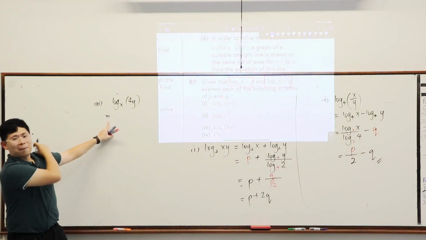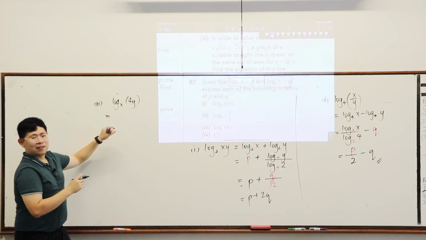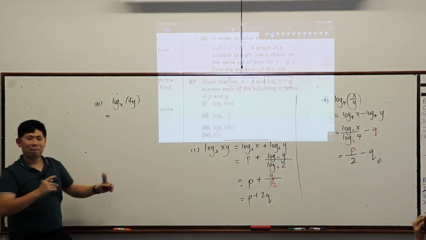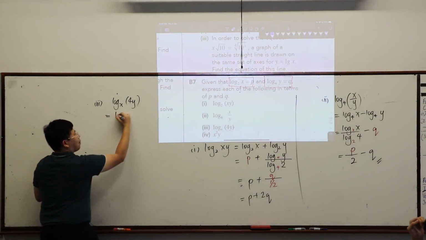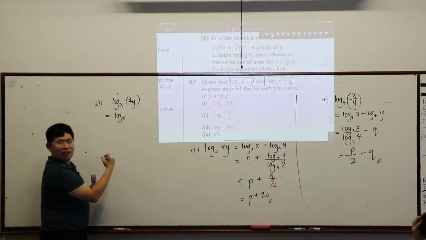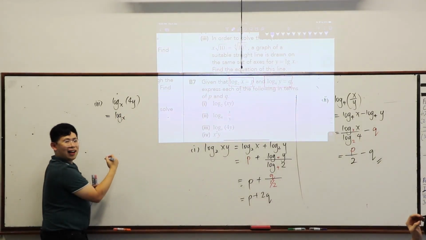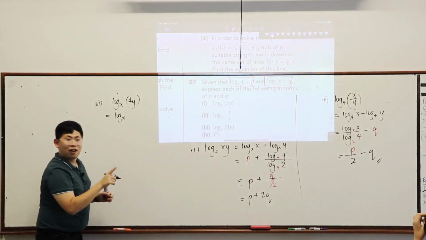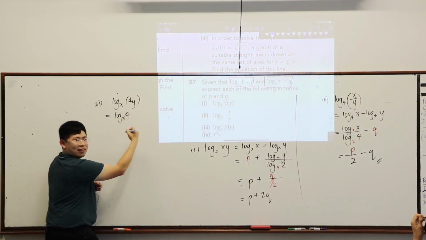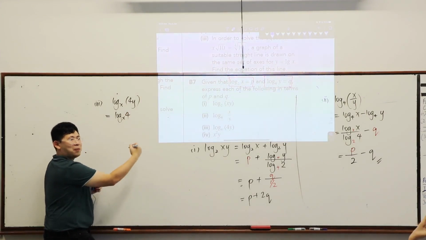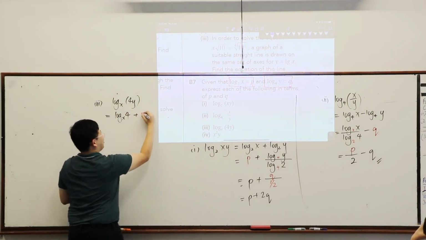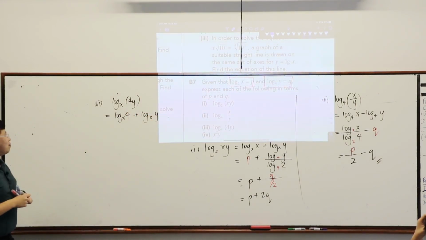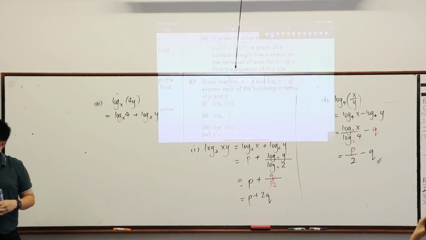This one. How to split it up? Same, it's the same. 4 and y, correct? So log 4x and then plus or minus? Plus, okay, good. Then log base x of y like that. Okay? Log base x of 4, log base x of y.